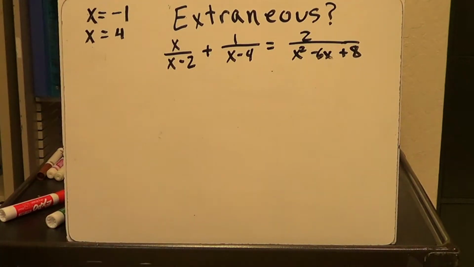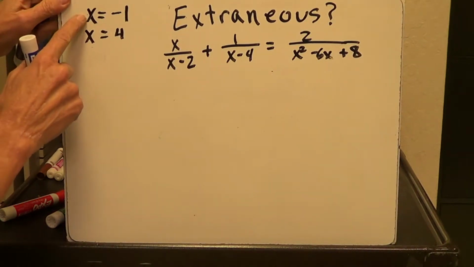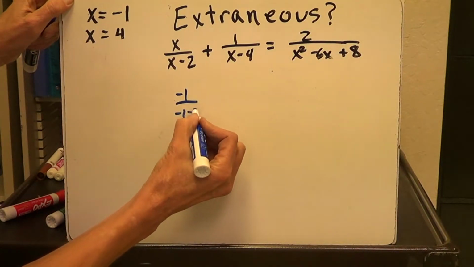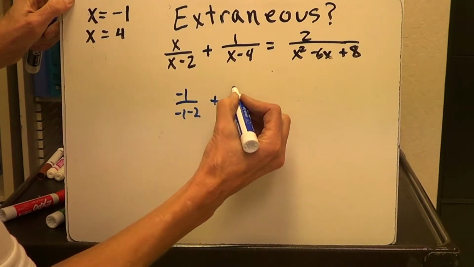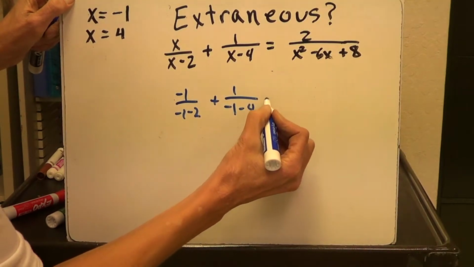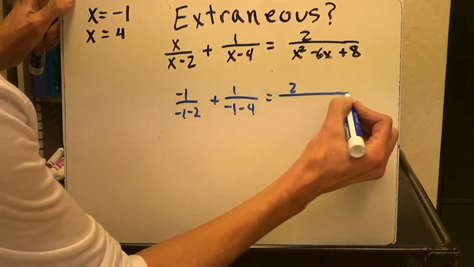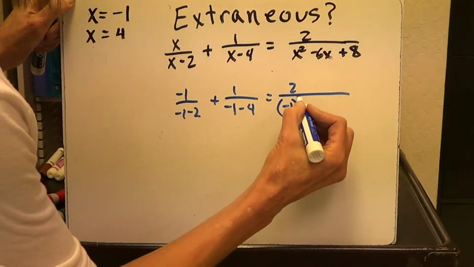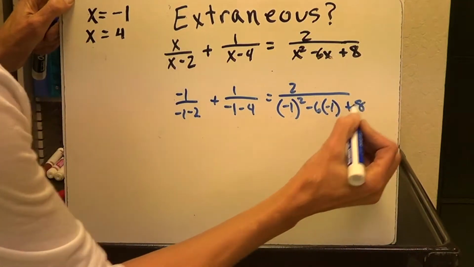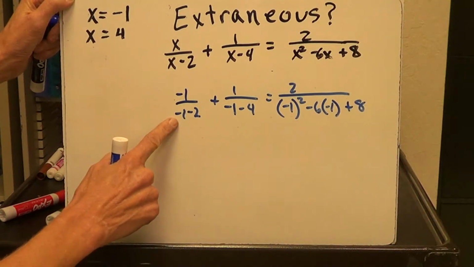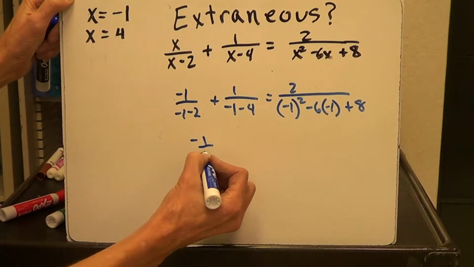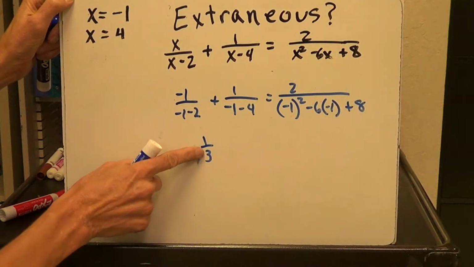I will show you a little bit of a shortcut on checking. So x equals negative 1, we plug that in: negative 1 over negative 1 minus 2, plus 1 over, anywhere there's an x, you're plugging in negative 1 minus 4, equals 2 over negative 1 squared minus 6 times negative 1 plus 8. Okay, let's work it out. Negative 1 minus 2 would be negative 3. Negative 1 over negative 3, that would become a positive 1/3.